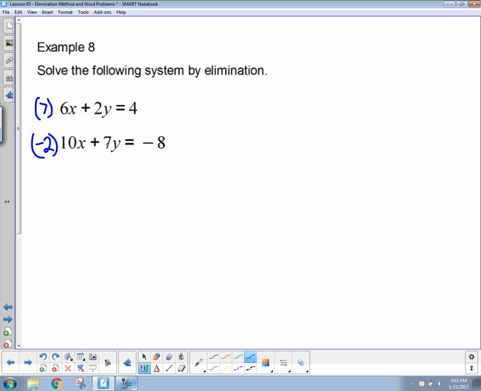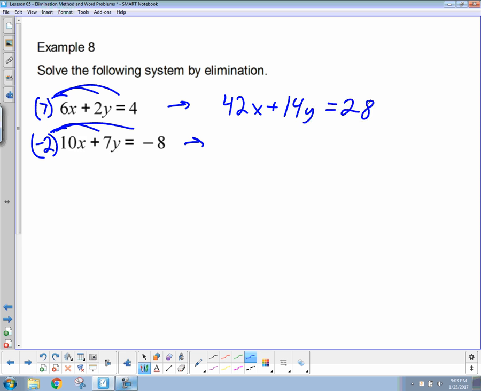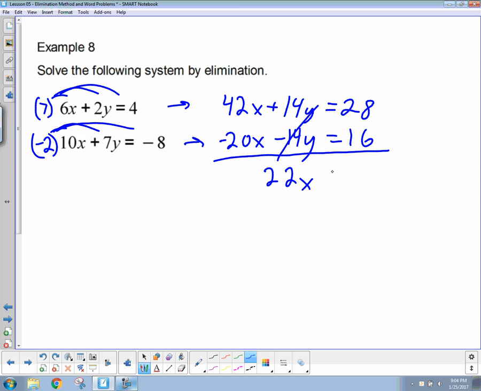Okay? Draw my little arrow to show I made the changes. 7 times 6 is 42x plus 14y equals 28. Ooh, these numbers are getting big. Negative 2 times 10 is negative 20. Negative 14y, because we already talked about it. And negative 2 times negative 8 is going to be a positive 16. Draw your line. 42 minus 20, that's going to be 22x. The y's cancel. And this is going to be, what is this? 28, 16, 44.